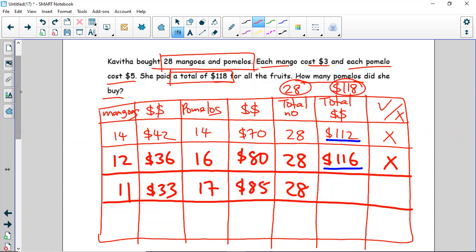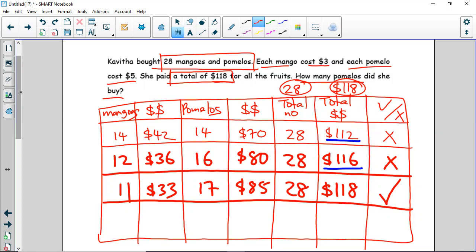And what is the correct total? You take 33 plus 85, and the correct total is $118. And that is a correct guess. So you can see that this is guess and check. So what if I forget how to do assumption? Then you have a backup. The backup is over here, guess and check.